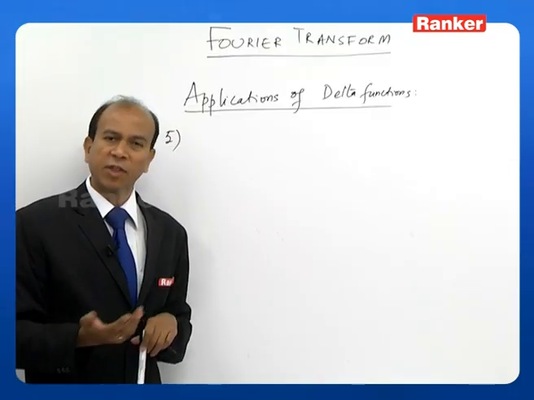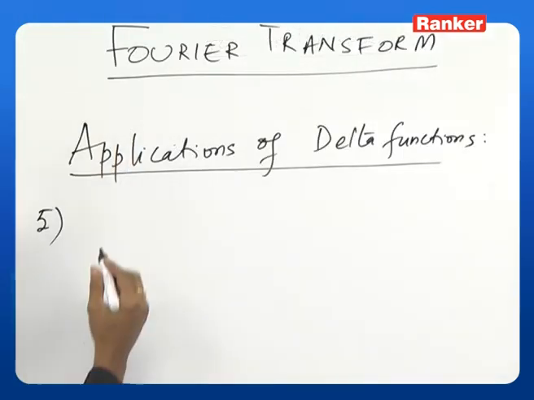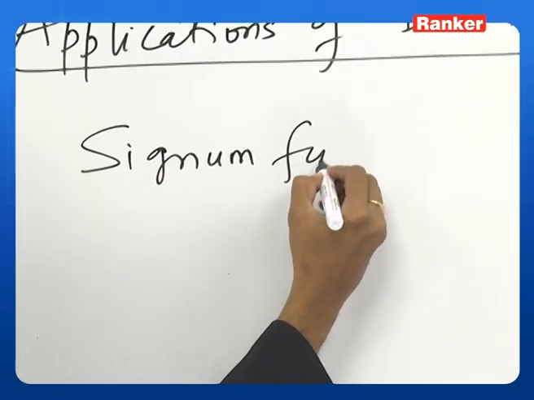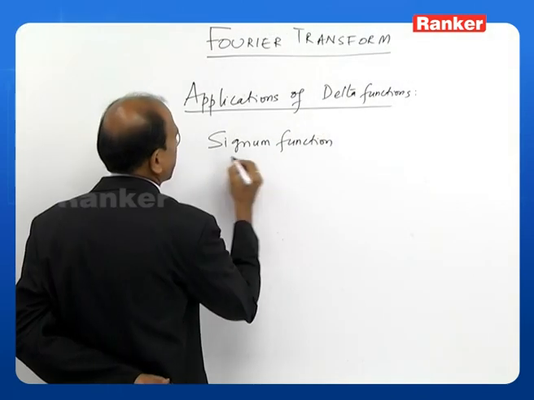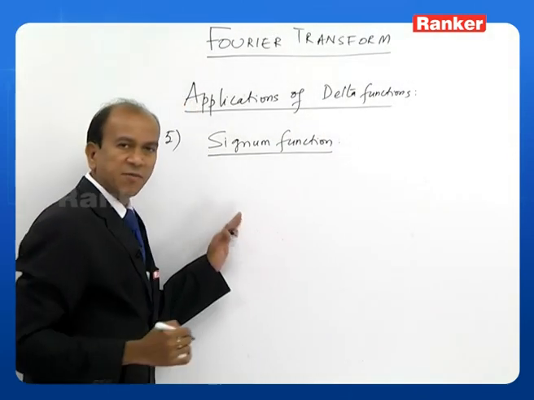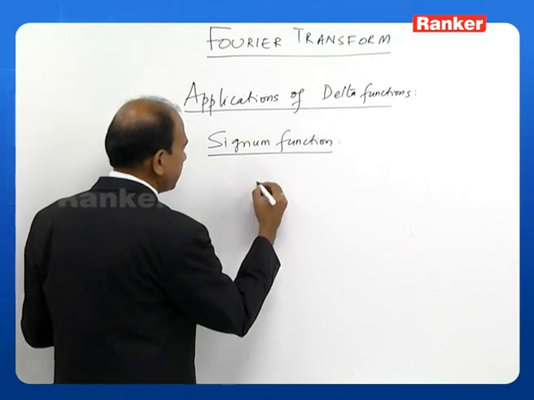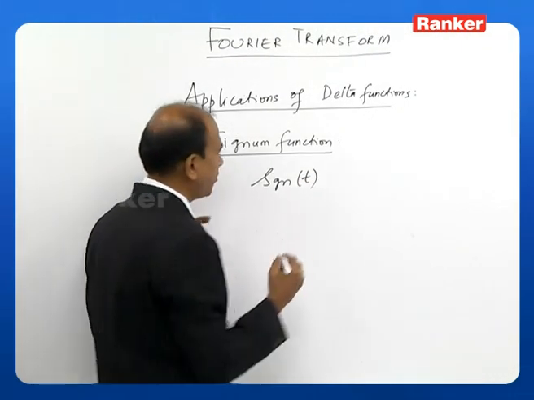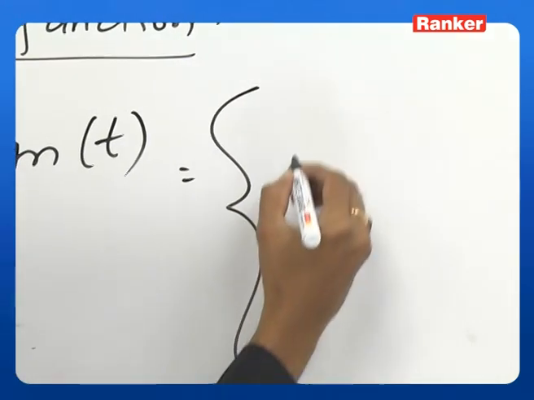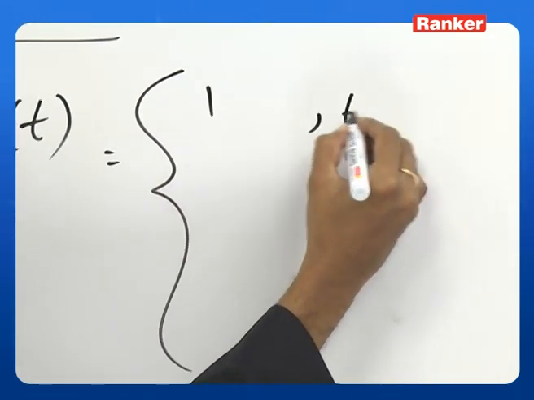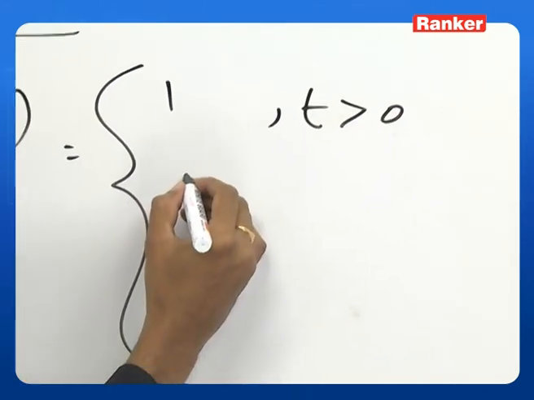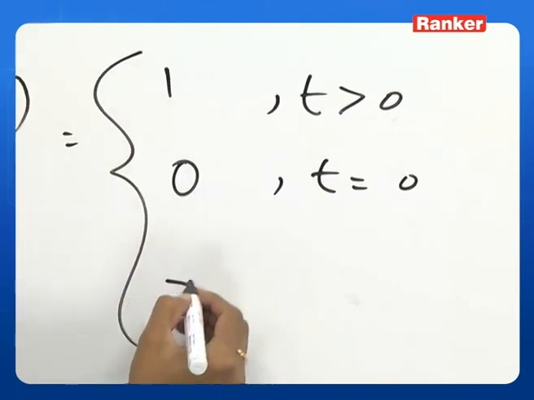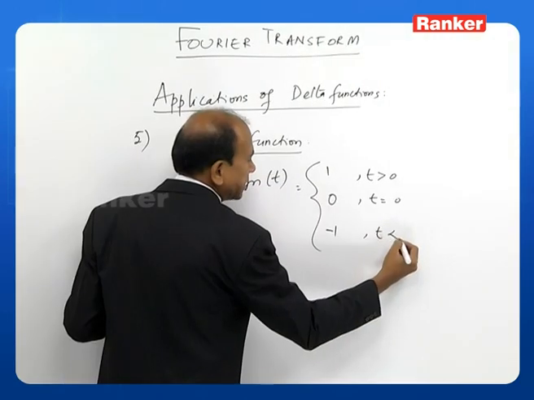Let us see the fifth application, that is the Signum function. What is the Signum function? We are using the letters SGN of t. This is the Signum function. This will have 3 values. It will be 1 when t is greater than 0, 0 when t is equal to 0, and minus 1 when t is less than 0.